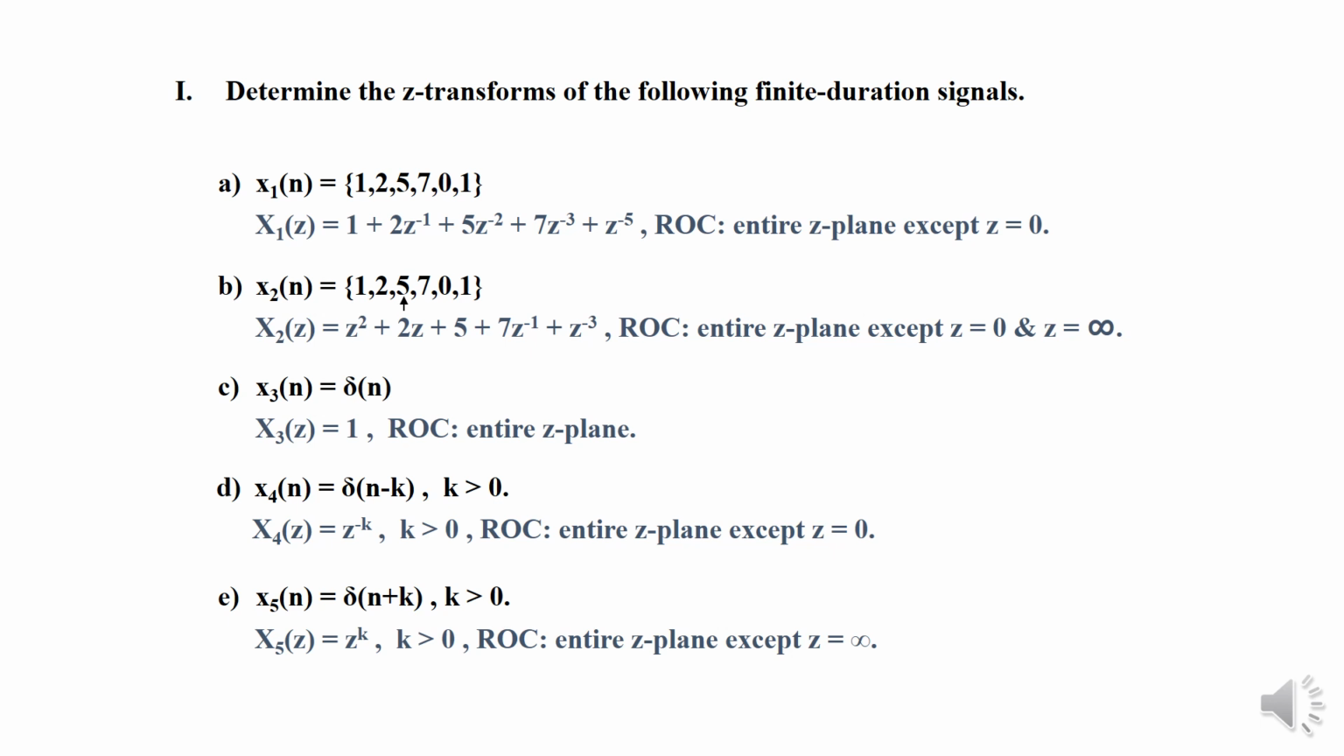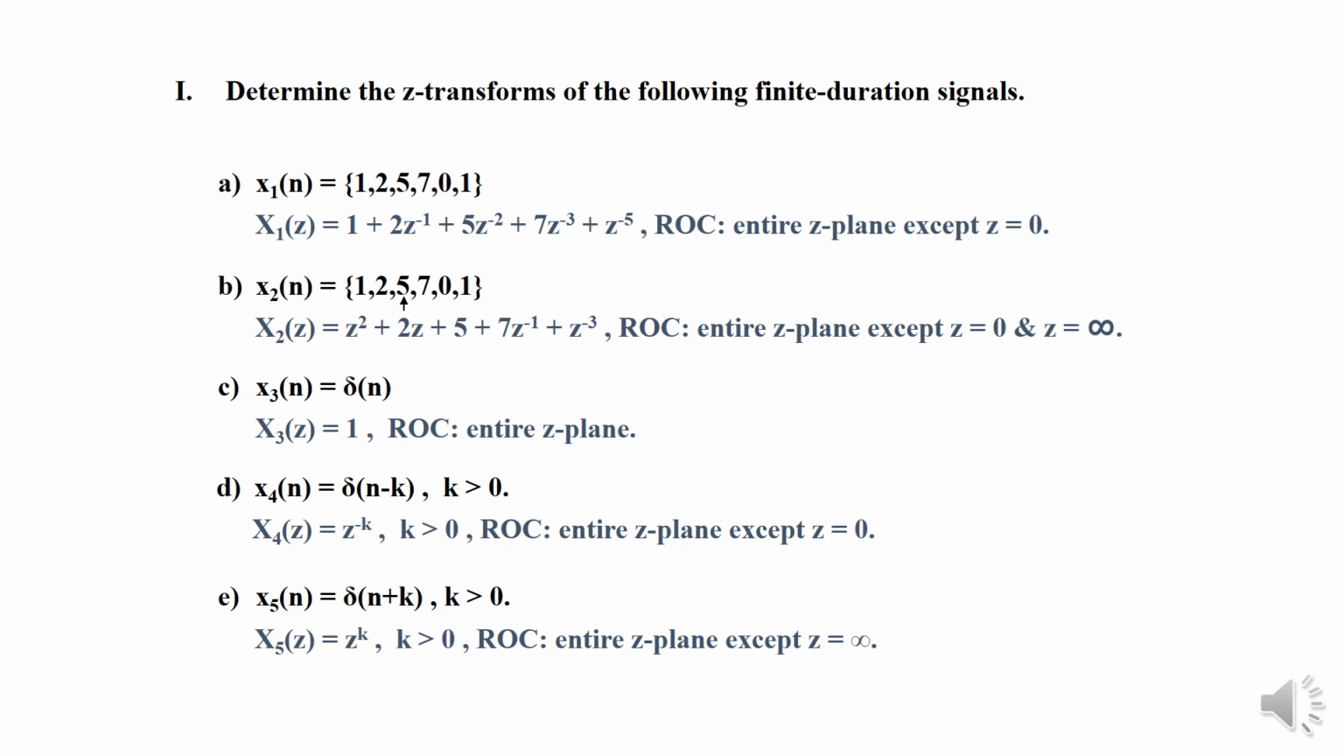So I will explain why we are getting the ROC like that. As an example, for part B, substitute z equals 0. What will happen? There are terms of z to the power minus 1 and z to the power minus 3. If we substitute z equals 0, those values will be infinite. So if it is infinite, this series will not converge. Therefore, z equals 0 will not be included in the ROC, right?